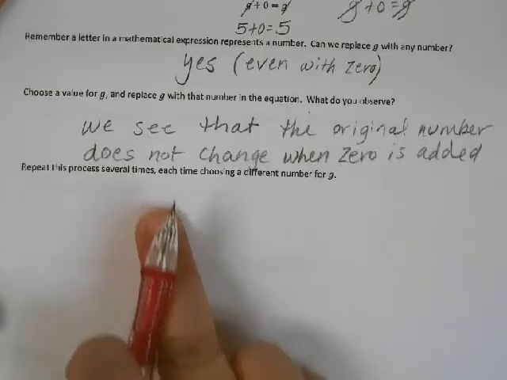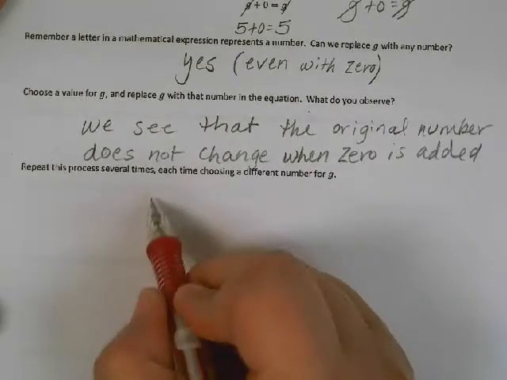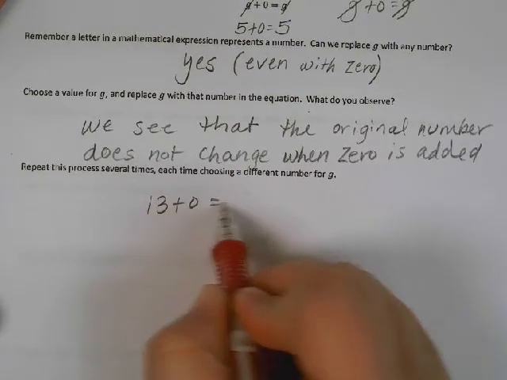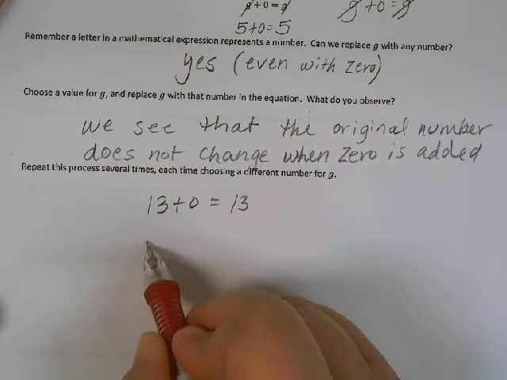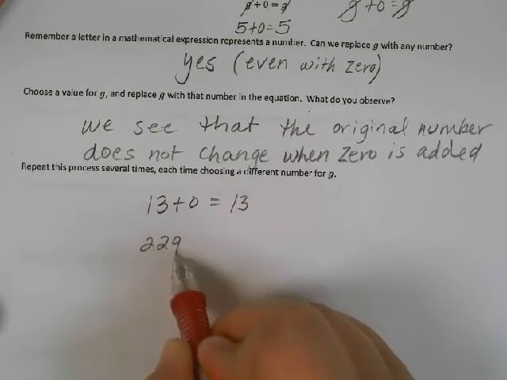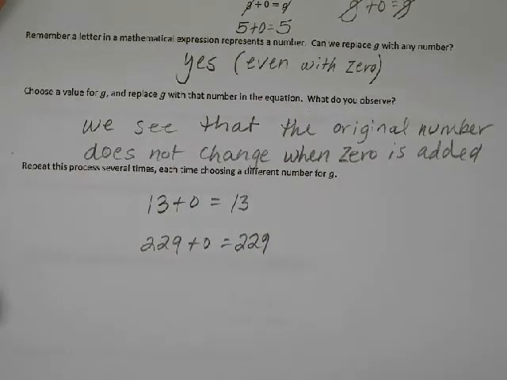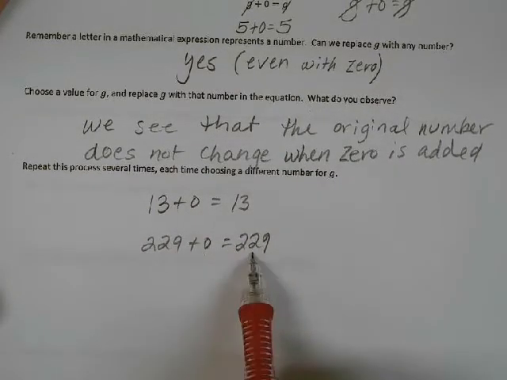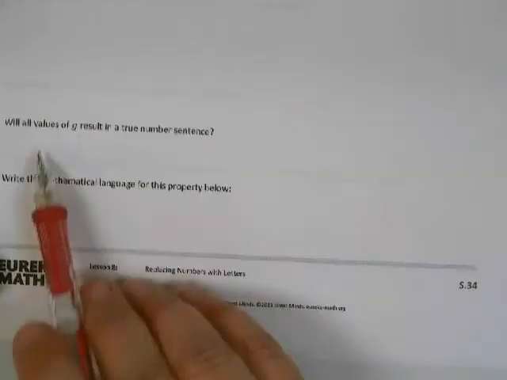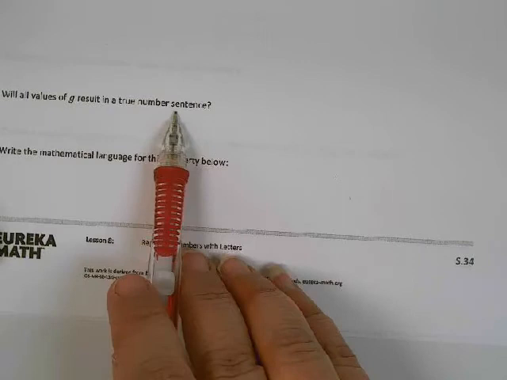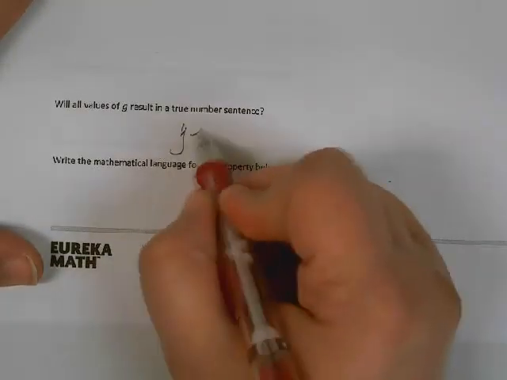So they want you to give a few more examples. For example, 13 plus 0 is equal to 13. 229 plus 0 is equal to 229. It doesn't matter the size of the number. If you're adding nothing to it, then your number does not change. Will all values of G result in a true sentence? We just proved that that is yes.